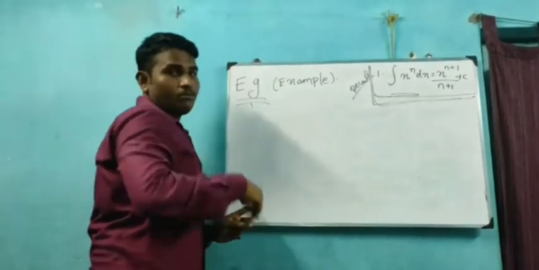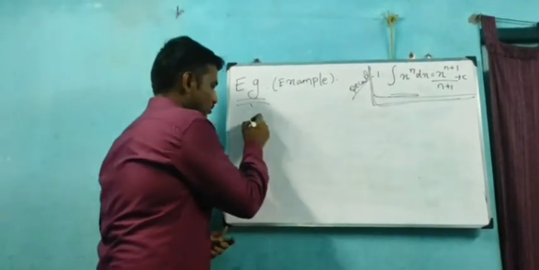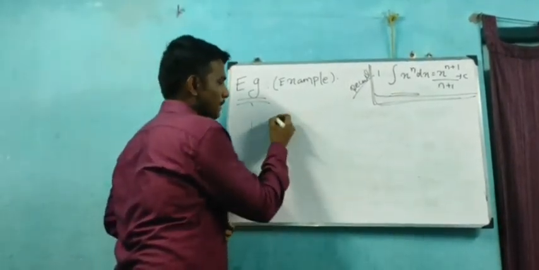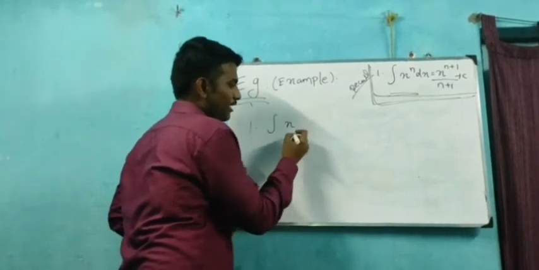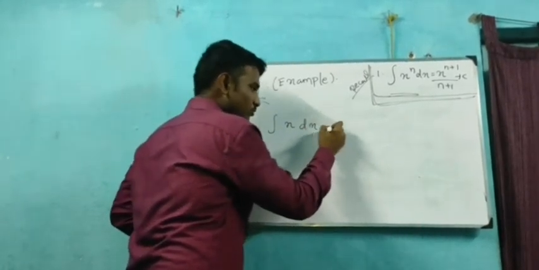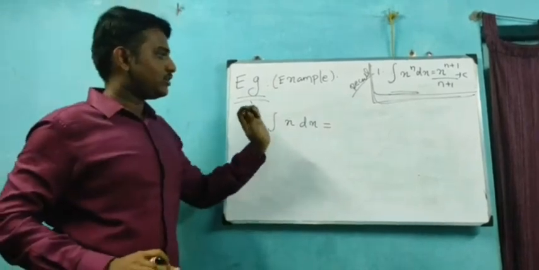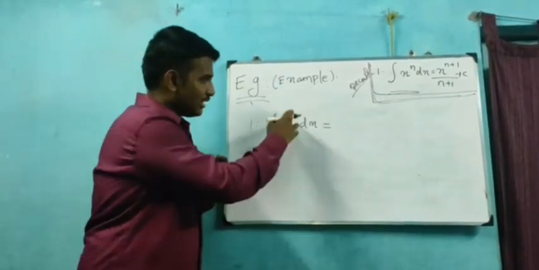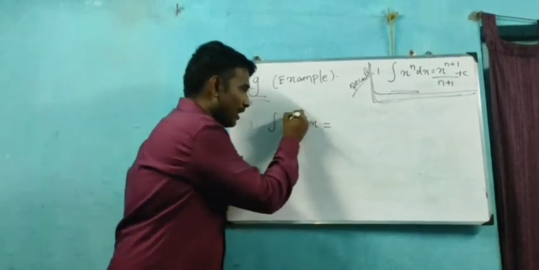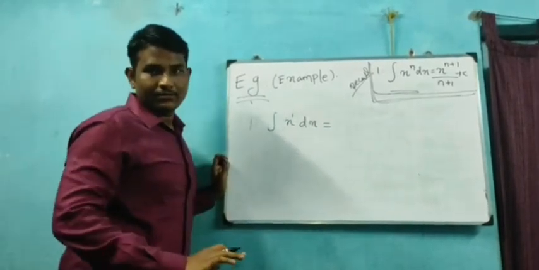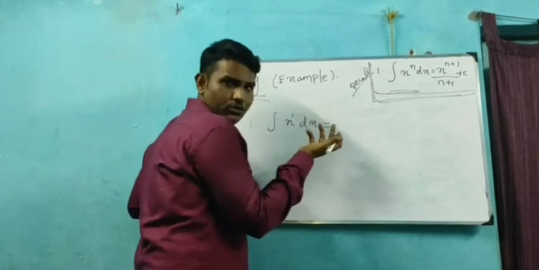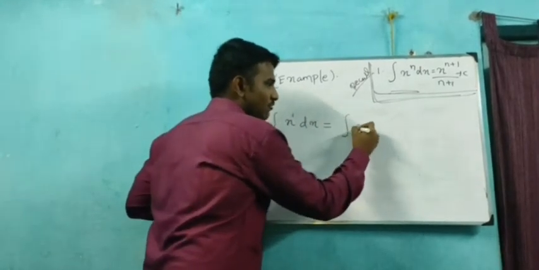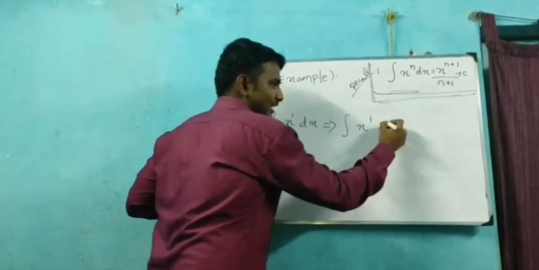So let's do one problem based on this first formula. The question is integration of x dx. We will do it slowly. What is the power of x? There is no number, right? So I can write it as 1. No number means 1. So integration of x power 1 dx.